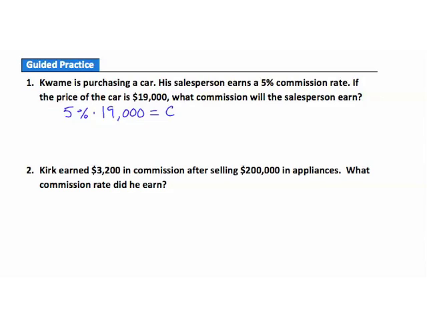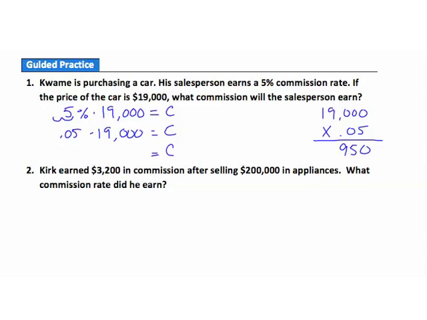Well, let's first change that 5% to a decimal. So we would move the decimal 2 places to the left. So that's going to give us 0.05 times $19,000 is going to give us C, our commission. So on some scratch paper, we need to work on 19,000 times 0.05. When we do that multiplication, we're going to get 950. So coming back here, the commission that is earned on this sale then is going to be $950.